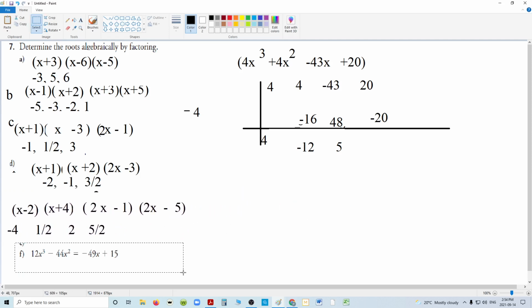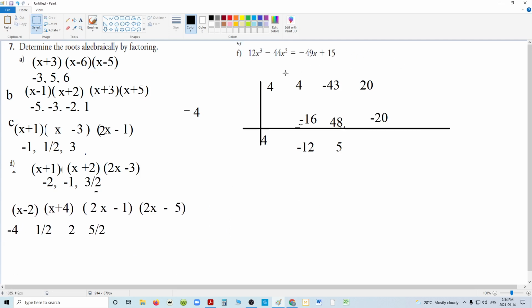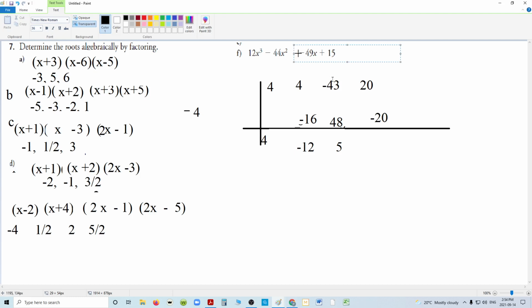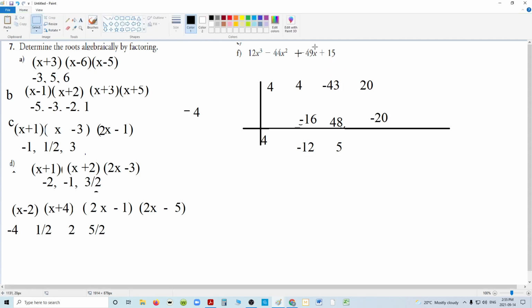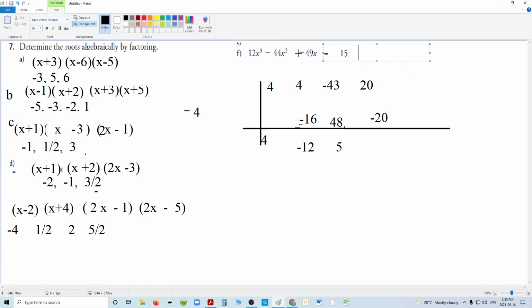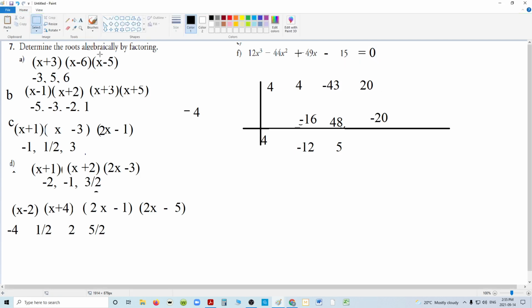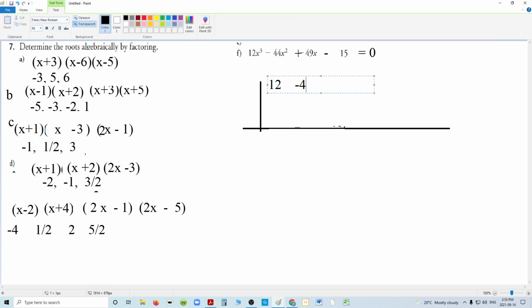And I might have to stop again. There we go. Cubics are much easier, but remember we've got to put them all on the same side, so this becomes a plus. And this becomes a minus. And it all equals 0. Which means the coefficients I'm working with are 12, minus 44, plus 49 and minus 15. Start with the easiest ones, 1.